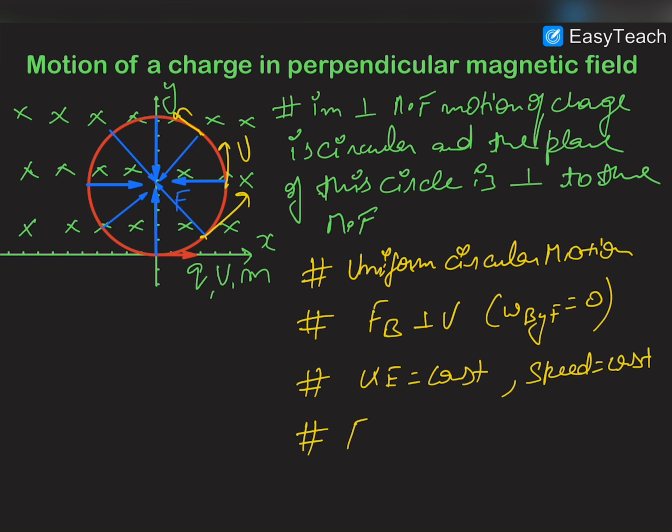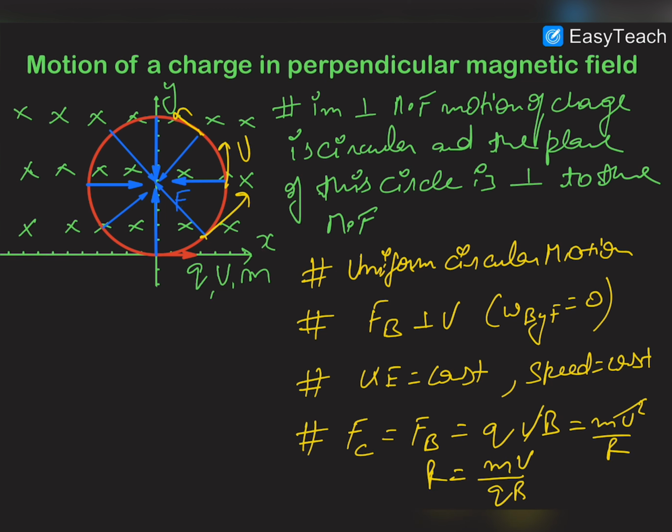Now the centripetal force role is played by the magnetic force, and the magnetic force is q v cross B. You can see that v is always in the xy plane, and B is towards the z axis. Therefore v and B are always mutually perpendicular, and the force is always perpendicular to v and B. So this is q v B, and this force will be m v square by r. Cancelling v with v, the radius of the path would be m v by q B. This is the radius of the path.